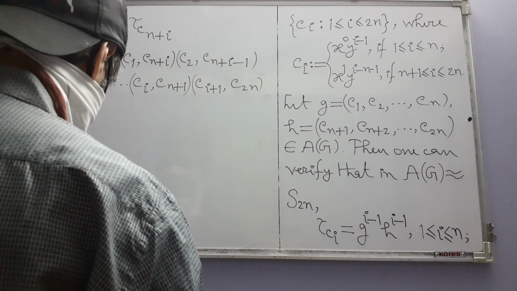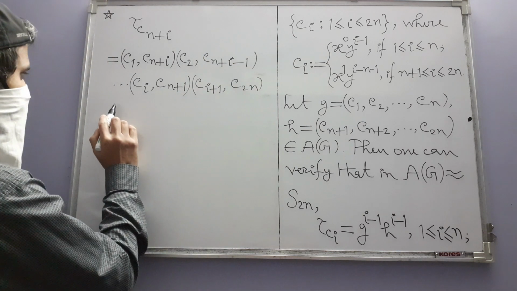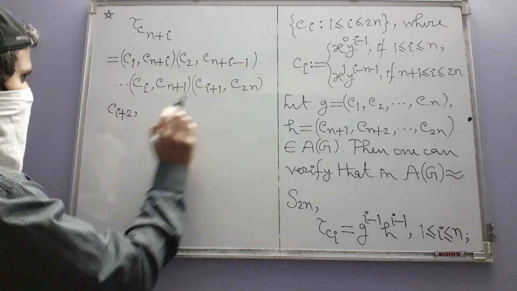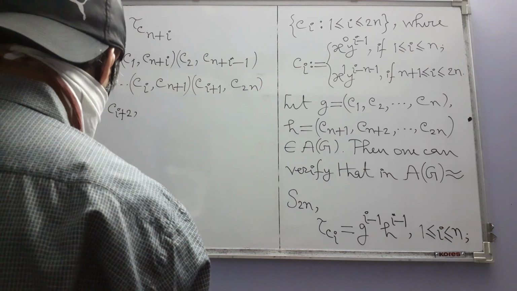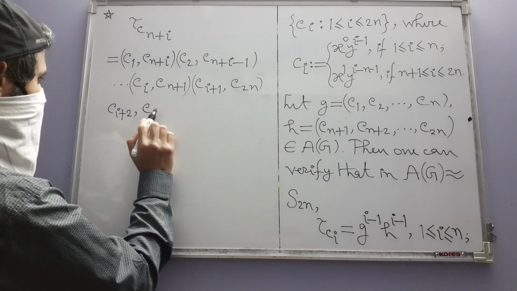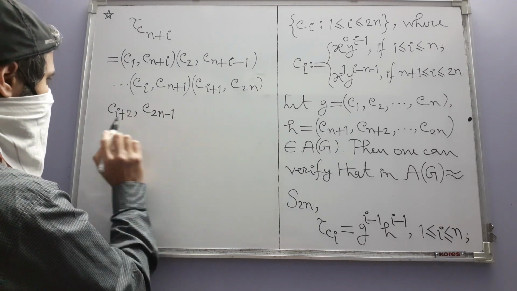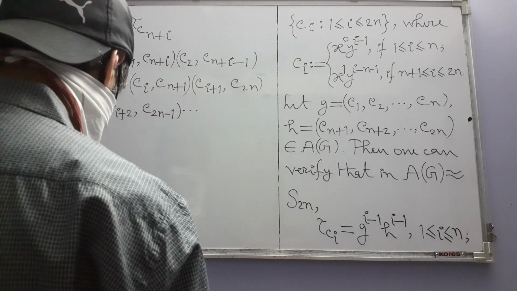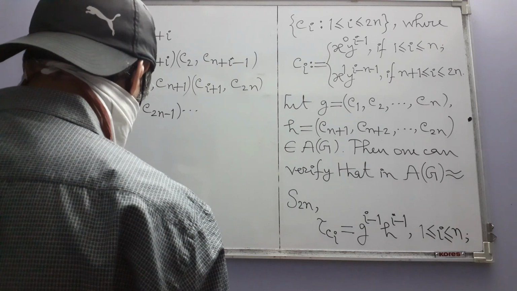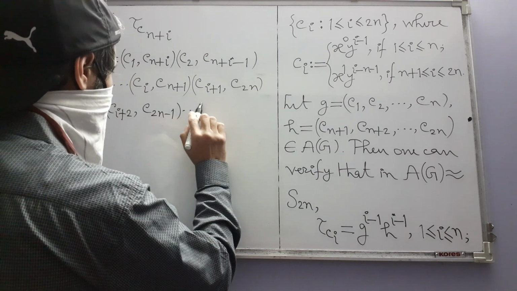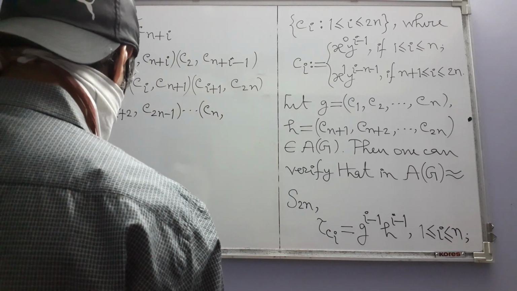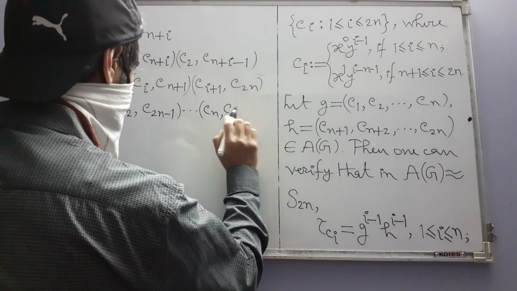But then it goes on, and the next one is Ci plus 2. Now it starts to decrease. C2n minus 1, and this way it goes on, and eventually we reach Cn plus 1.